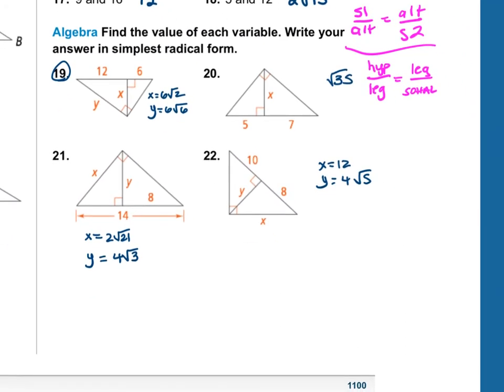So if I look at 19 and I want to solve for x, what kind of segment is x? Is it a hypotenuse? Is it a leg? Is it an altitude? On the big triangle, that would be what?